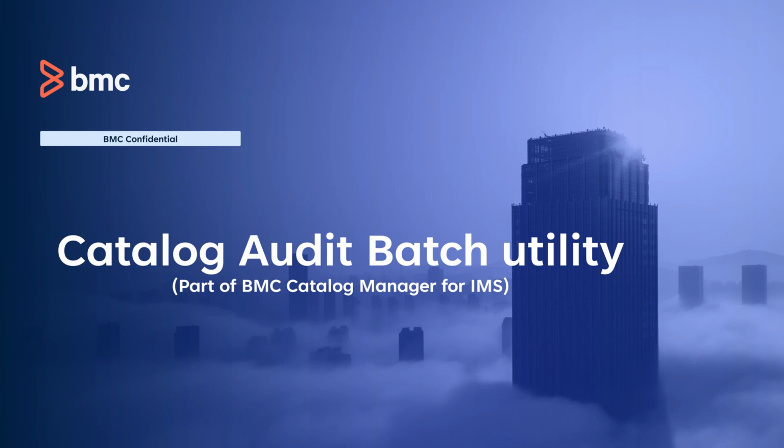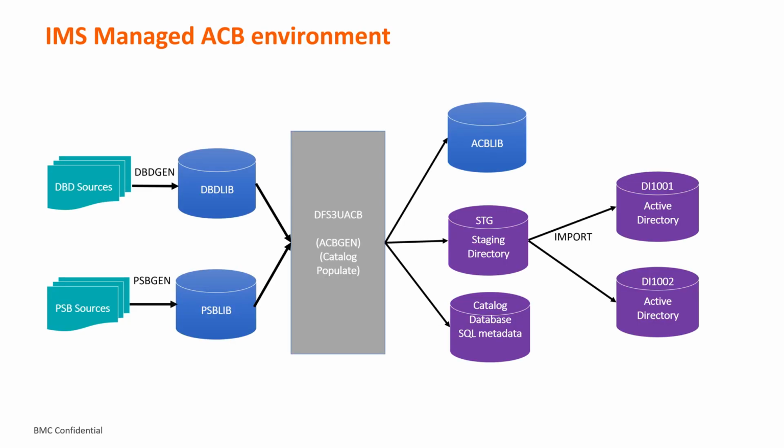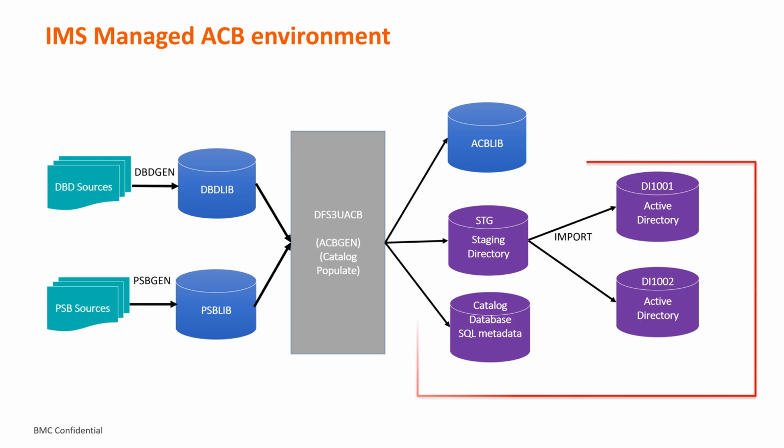IBM direction is to move to IMS Managed ACB by June 2025. At present, there is no utility to provide an audit report on the IMS Catalog database. Users can use the BMC Catalog Audit Batch utility, which is part of BMC Catalog Manager for IMS, to generate an audit report and an exceptions report, which are out of sync in the catalog database.